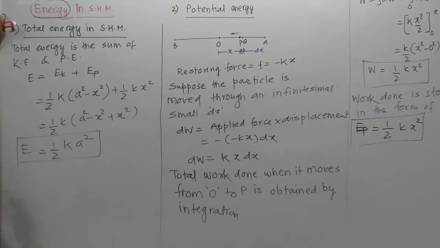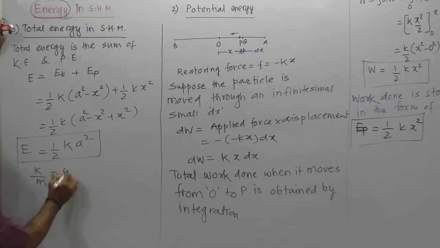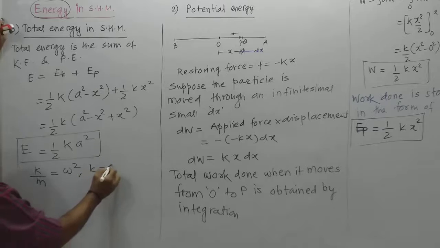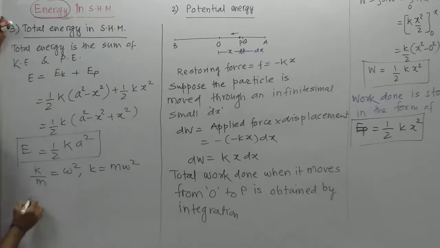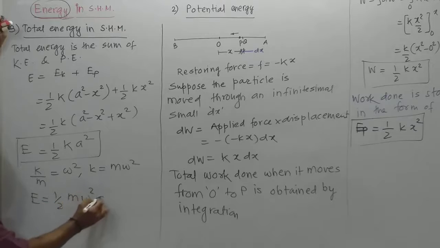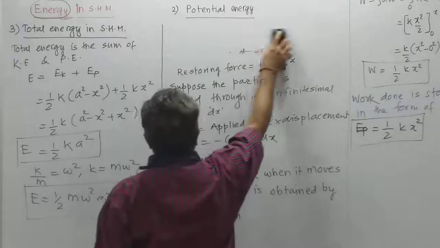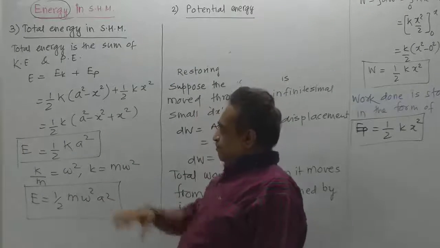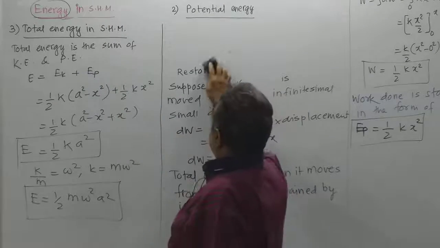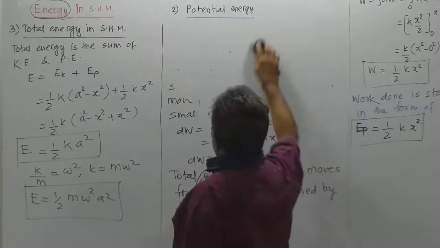Now, as you are aware, K upon m is equal to omega square, or K is equal to m omega square. I can write total energy as E is equal to half m omega square A square. This can be the equation for total energy of particle in SHM. You can use this or this according to the data given in the numerical. This is how we have obtained the total energy of SHM.